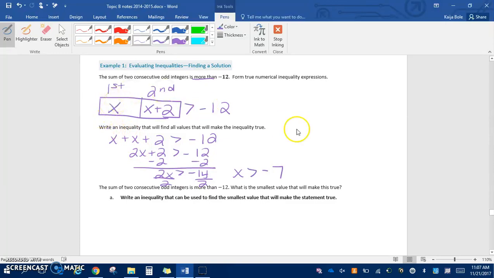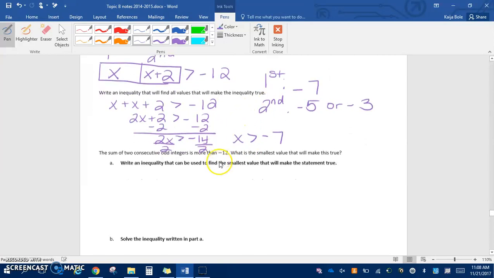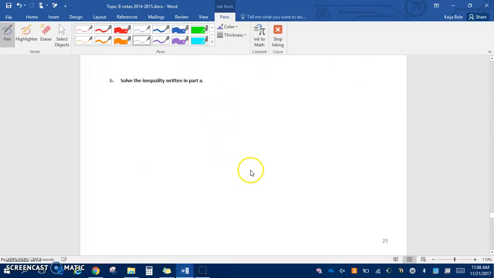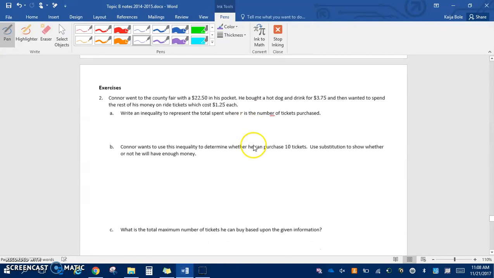So this means that the first number would be negative 7, and then for it to be greater than negative 12, think about it, we'd want this number to be at least negative 5. So we would have negative 5 or negative 3. That would also work for the second number to make it greater than negative 12. We're going to skip this next part because we kind of just did all of that, and we're going to move on to the next page.